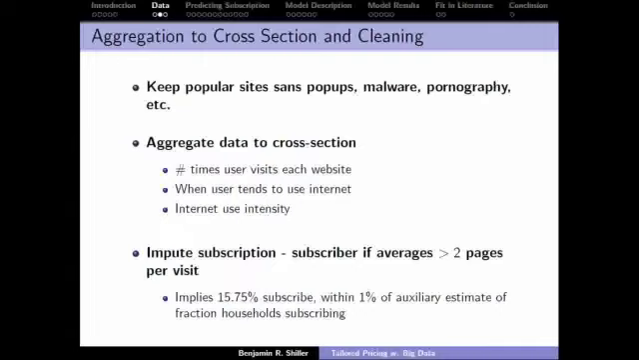I've done various tests changing this a little bit, but it seems to be a pretty good way to impute it. Was this pre-streaming? This is pre-streaming, yes, 2006. It started early to mid 2007. And so by this imputation, it actually matches up quite well with my estimate of the number of Netflix subscribers I was expecting in the data based on auxiliary information.